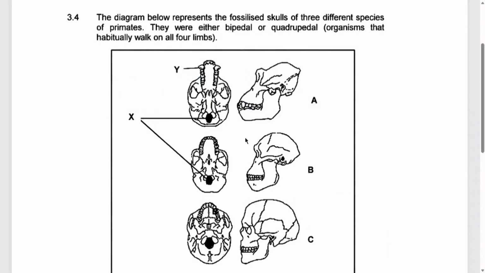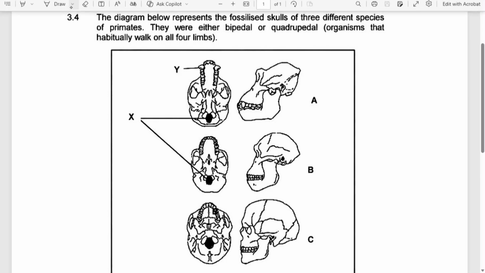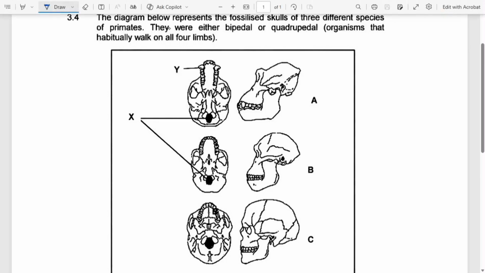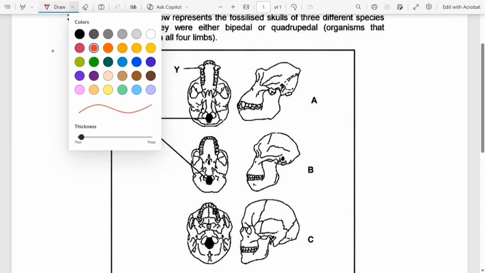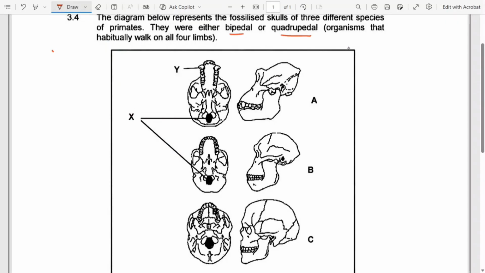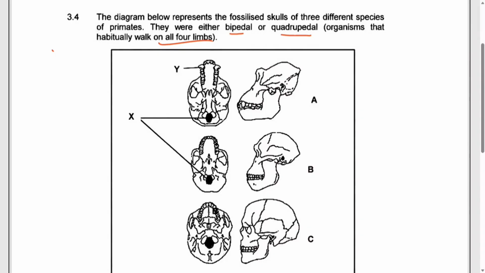Well, the diagram below represents the fossilized skulls of 3 different species of primates. They were either bipedal or quadrupedal, meaning organisms that walk on all 4 limbs. Remember that bipedal is the ability to walk on 2 limbs, because bi means 2, and quadrupedal, quad means 4, the ability to walk on 4 limbs.